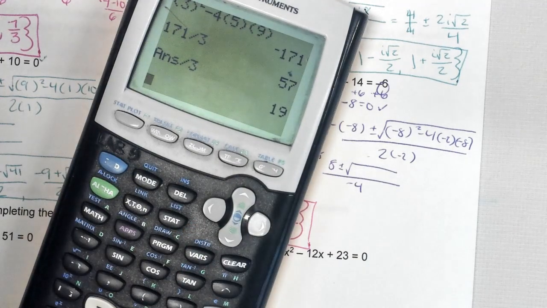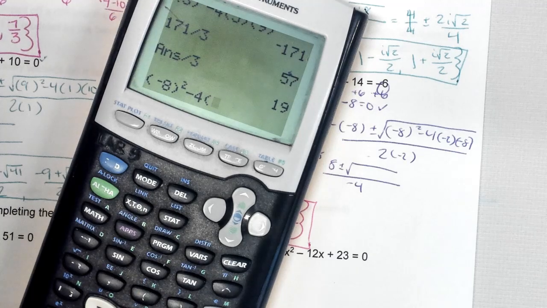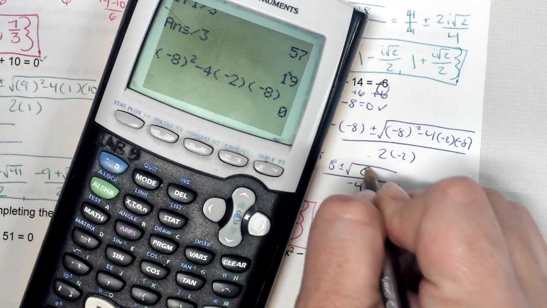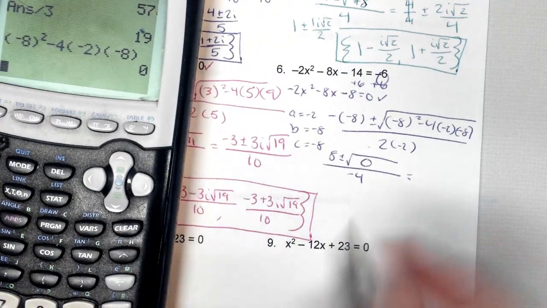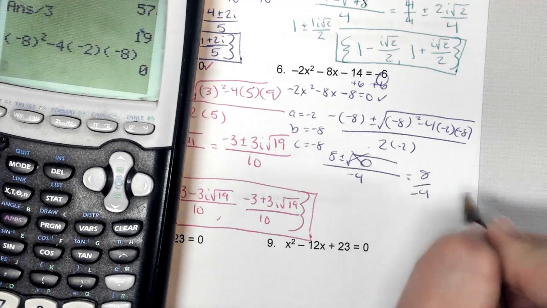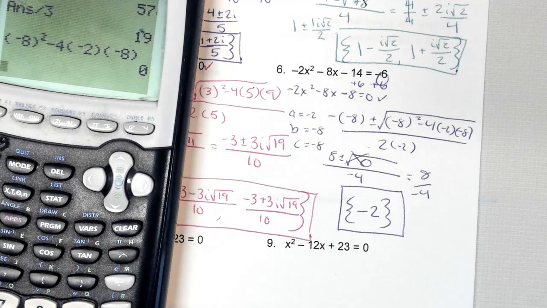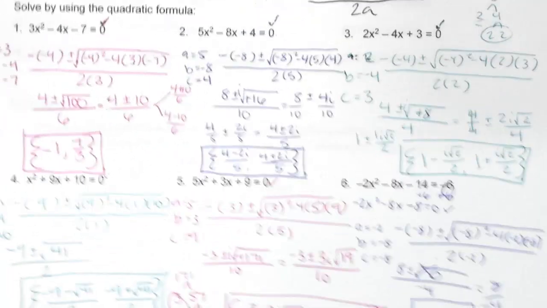My discriminant, and I get 0. So 0 tells me I'm only going to have one answer. That's because the square root of 0 is 0. If you add or subtract 0, nothing changes. So it's 8 over negative 4, which is negative 2. Okay, so there's my quadratic formula.